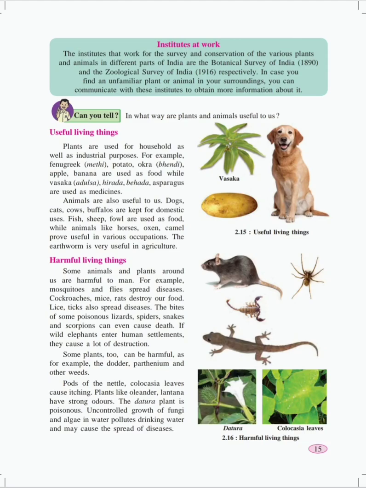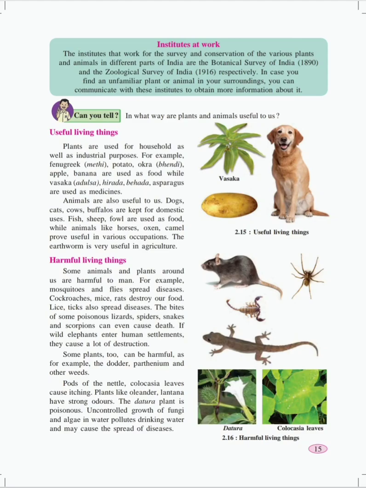Colocasia leaves, we can call them taro leaves also. We can see these colocasia leaves on rainy days. Yes. So these are harmful plants. Why? If we touch them, our skin starts itching. Correct? So that is not good for our health. A datura plant. The flower and the fruits of the datura plant are poisonous. If you eat this fruit or flower, it may lead to poison in our body. So these are also harmful living organisms.